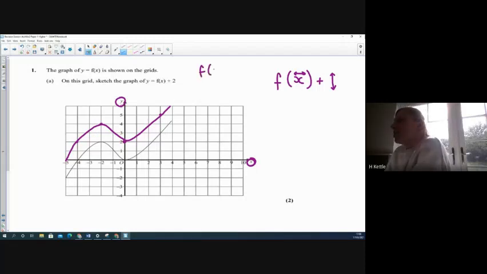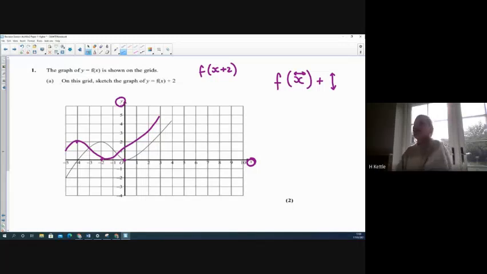Now, what if you were asked to do f of x add 2 like this? Now, because that's inside the brackets, it does the opposite of what you would think. And it changes left and right. Now, annoyingly, you would think that f of x add 2 would go to the right. It doesn't. It actually goes to the left. So we would take this graph. This point would go here. This point would go over here. And this point would go here. So we'd end up with something like, oh, I can't draw it very well on here, sorry. There you are, something like that.